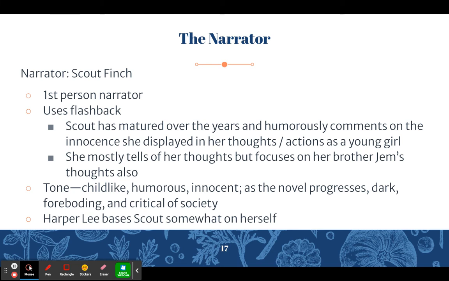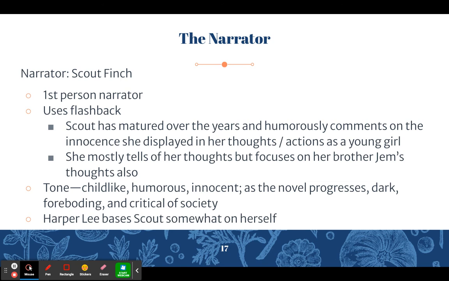She mostly tells of her thoughts, but we do also learn a little bit about what her brother Jem is thinking as well. So the tone of the story starts out kind of childlike, humorous, and innocent, right? She's an 8-year-old girl. That's kind of what you would expect. But then as the novel progresses, it does take place over the course of about 3 years. So it does start to get a little bit more dark and foreboding, and a little bit more critical of society and what she sees in her Southern upbringing, and starts to be a little critical of that.